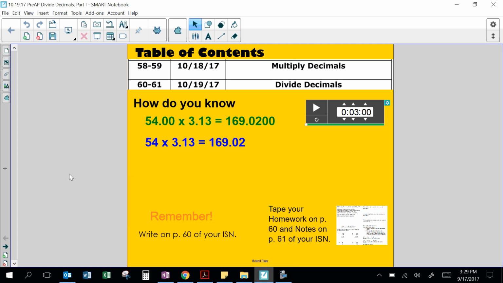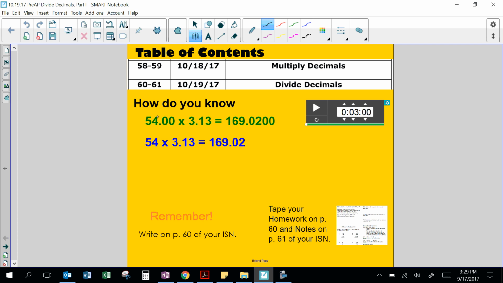Welcome. This lesson is over how to divide decimals. So how do you know? We have 54 times 3 and 13 hundredths is equal to 169 and 210 thousandths, or 54 times 3 and 13 hundredths is equal to 169 and 2 hundredths. What can you tell me about this? Well, from what I can tell here, it seems like they're equivalent.